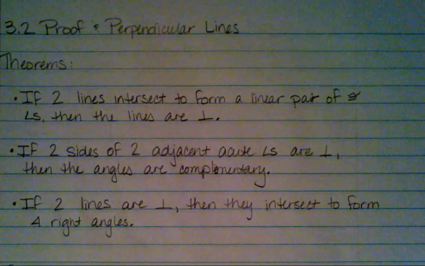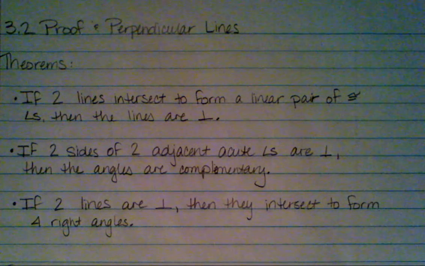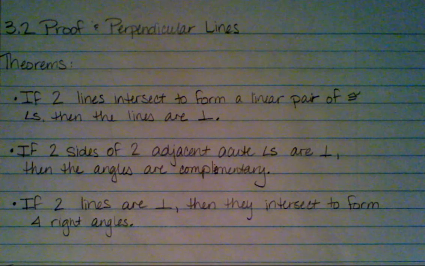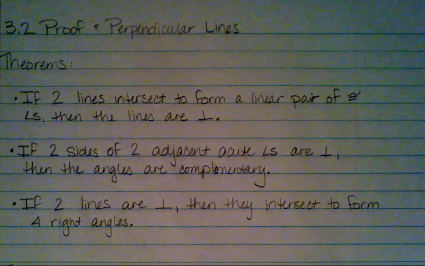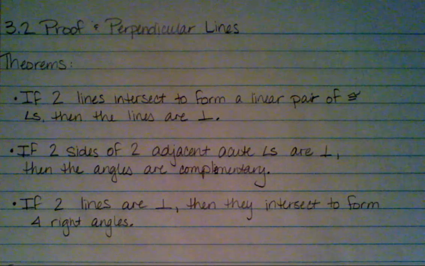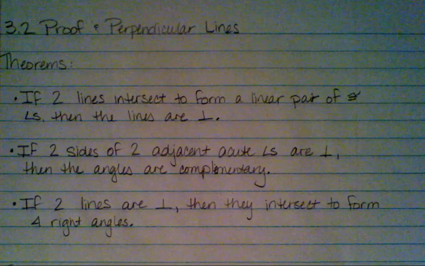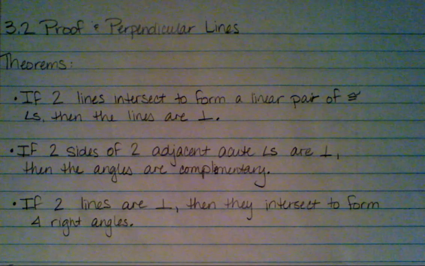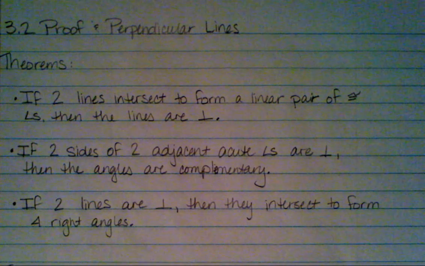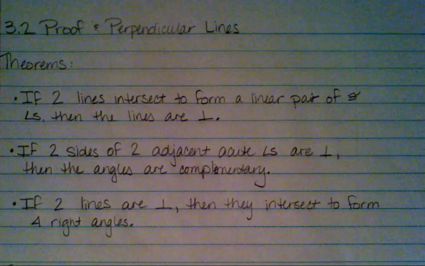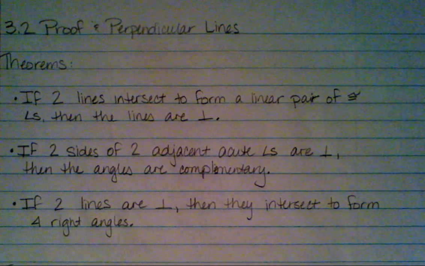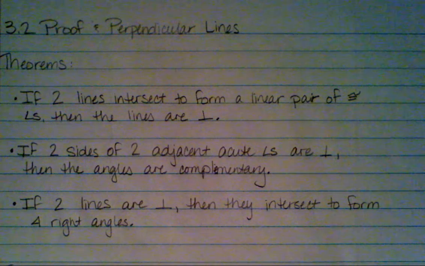If two lines intersect to form a linear pair of congruent angles, so we have two lines that cross each other and they make a straight angle, right? That's what a linear pair is. But those two angles are congruent to each other. Well, then they both have to be 90 degrees. So then if they're both 90 degrees, then the two lines are perpendicular. That's our first theorem.